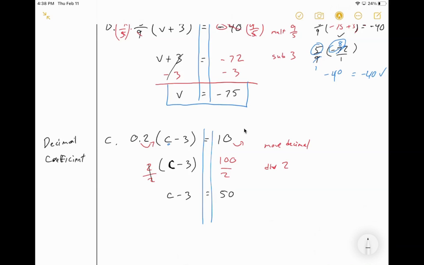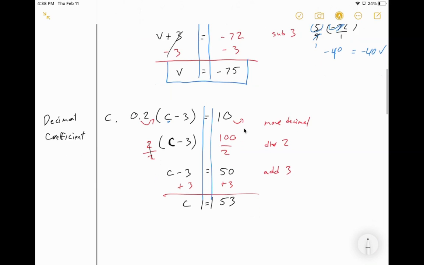All right, and now we're into our last step. Our last step is going to be to add 3, because I have a minus 3, so I'm going to add 3 on both sides. So my final answer should be C is equal to 53.